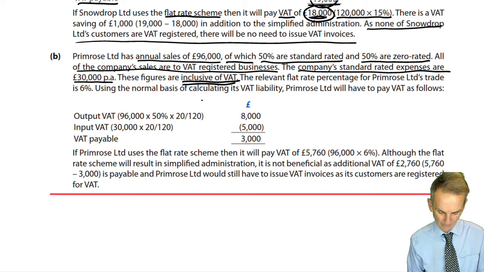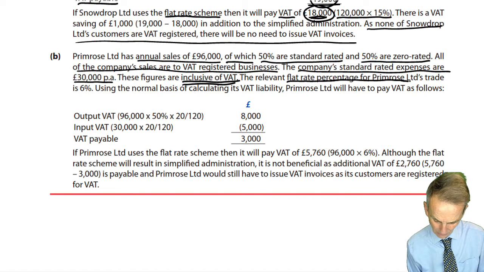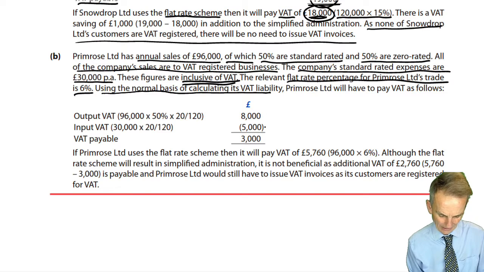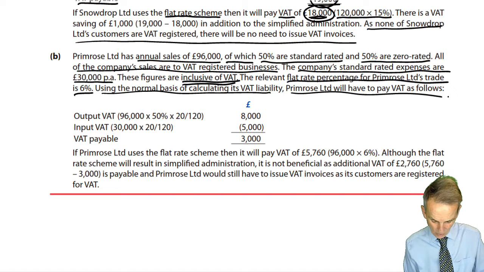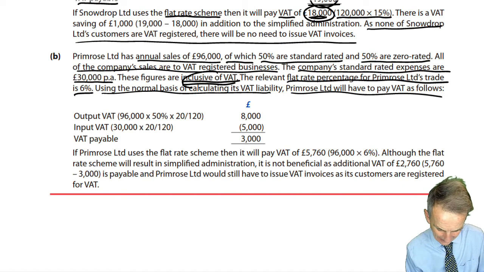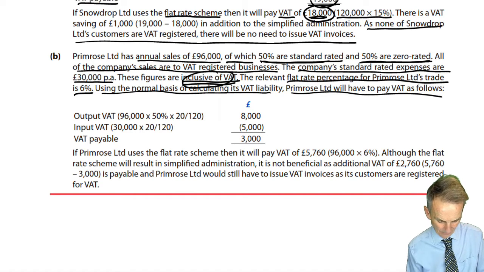Those figures are inclusive of VAT. What is our relevant flat rate percentage for Primrose's trade? That's 6%. So using the normal basis of calculating its VAT liability, Primrose will have to pay VAT as follows. Now remember, we have got VAT inclusive figures of sales, and we've got annual sales that are 50% standard rated, 50% zero rated.